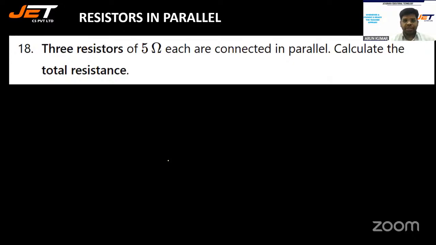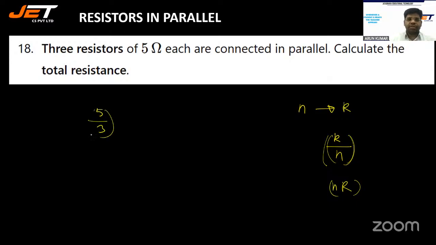Three resistors of 5 ohms each are connected in parallel. Calculate the total resistance. I told you about this earlier, students, same model. When you have n resistors, each resistor R, in parallel, effective resistance is R by N. If they are in series, it's N into R. If they are in parallel, it is R by N. So it's 5 by 3 is my total resistance or effective resistance. All right.